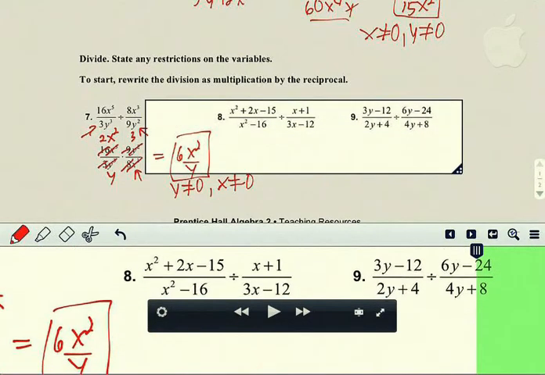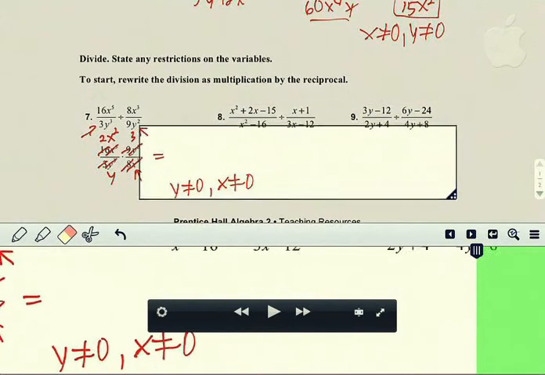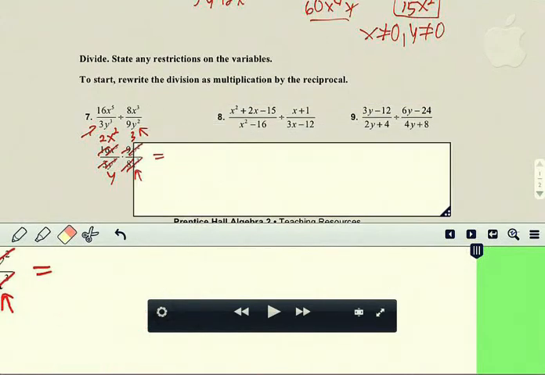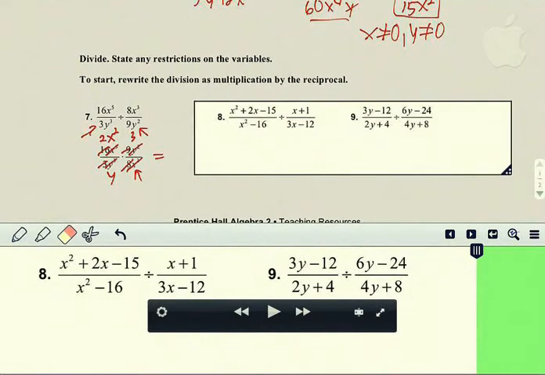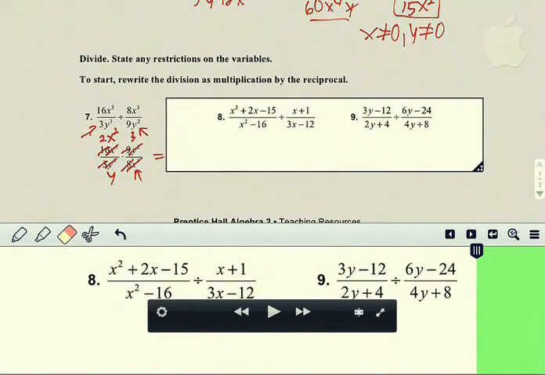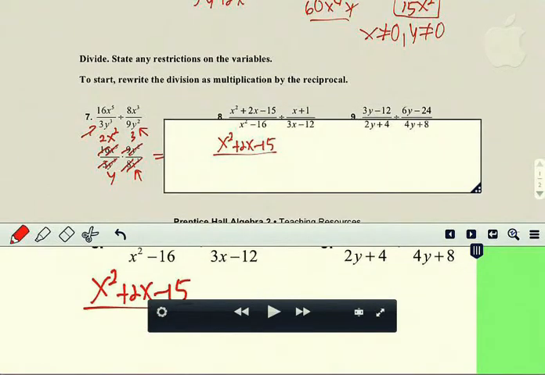Number 8. Well, to give us more room, let's erase this stuff right here. We have to turn the second fraction upside down. So we're going to have x squared plus 2x minus 15 over x squared minus 16 times 3x minus 12 over x plus 1.